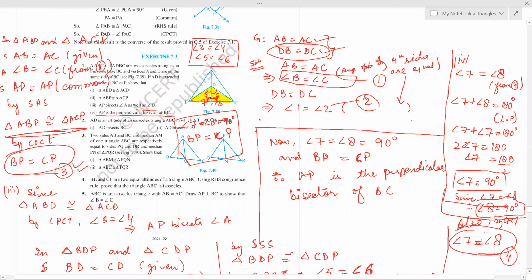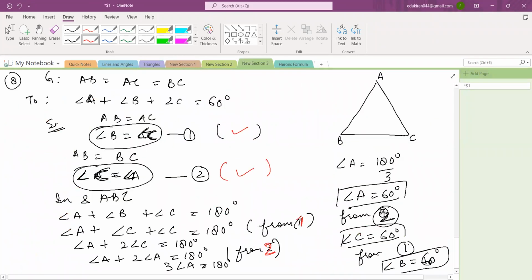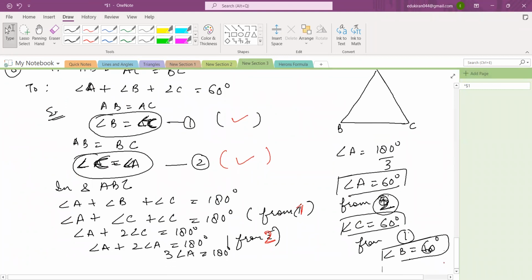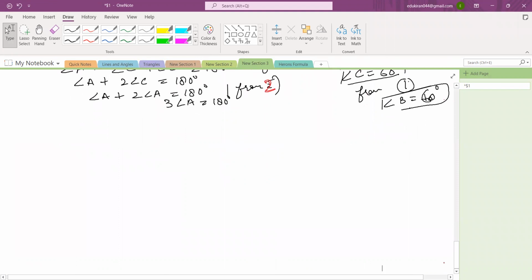Okay, done. Okay, let's move to question number 2. I'm writing it here. So, please read the question, somebody. Mridula, you read.